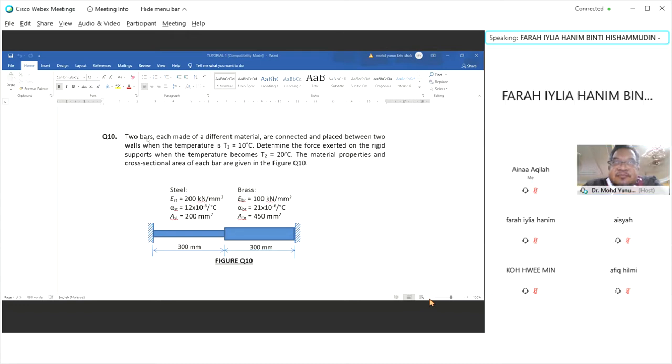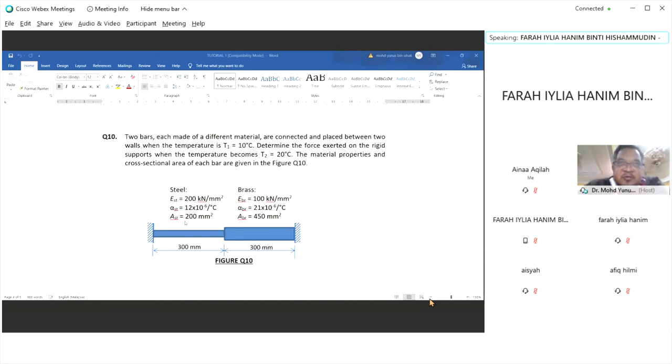2 bar, each materials of a different material are connected and placed between two walls when the temperature is T1 equals to 100 degrees Celsius. Determine the force exerted on the rigid support when the temperature becomes T2 equals 20 degrees Celsius. The material properties and cross-sectional area of each bar are given in the figure Q10.